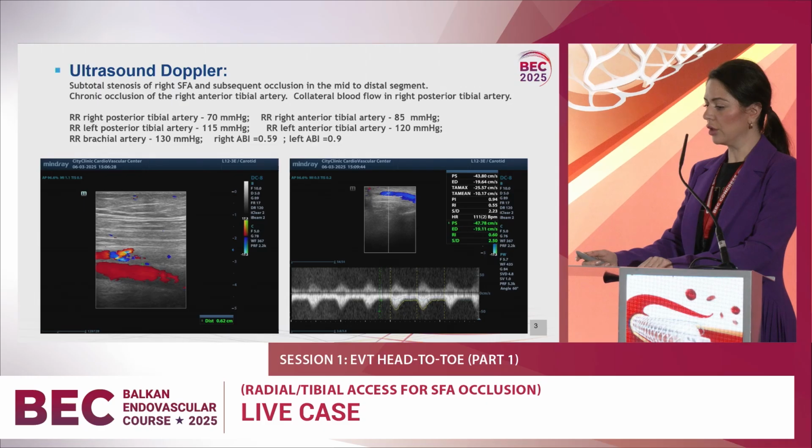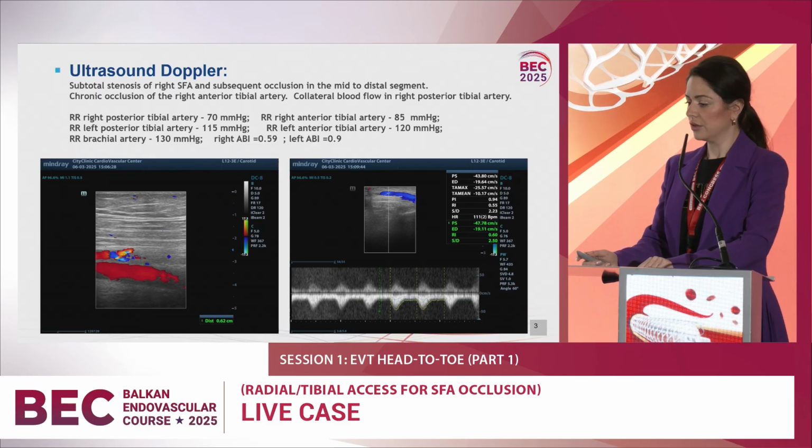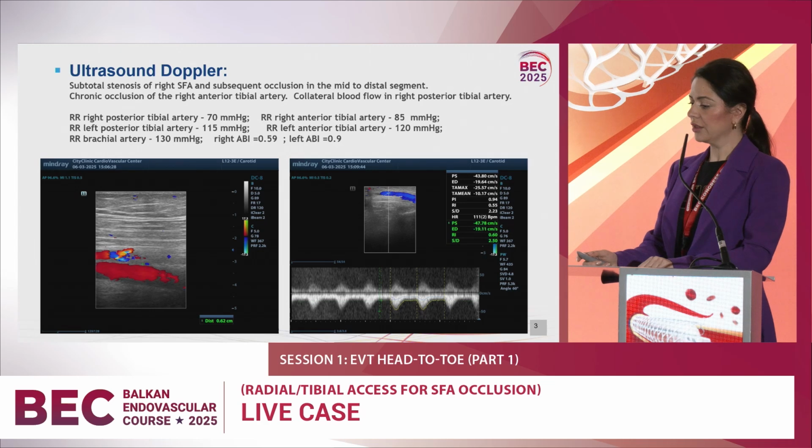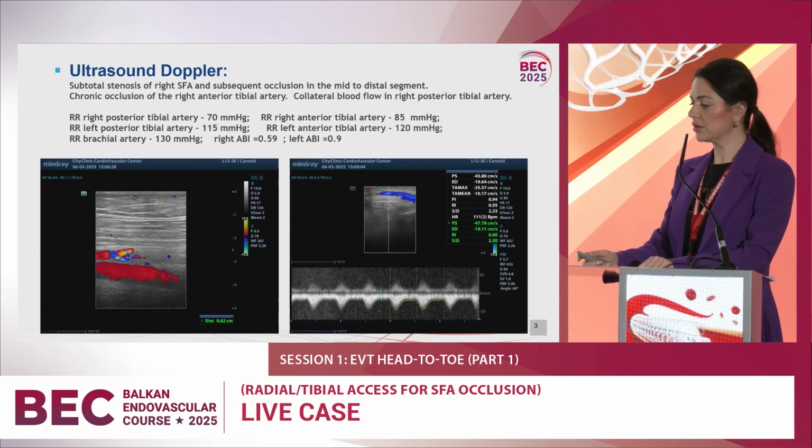From ultrasound Doppler, the result is subtotal stenosis of the right superficial femoral artery and subsequent occlusion in the mid to distal segment. Chronic occlusion of the right anterior tibial artery, with collateral blood flow in the right posterior tibial artery.